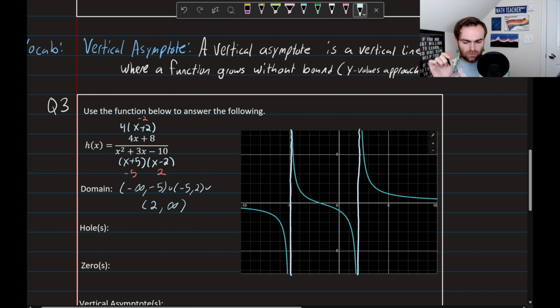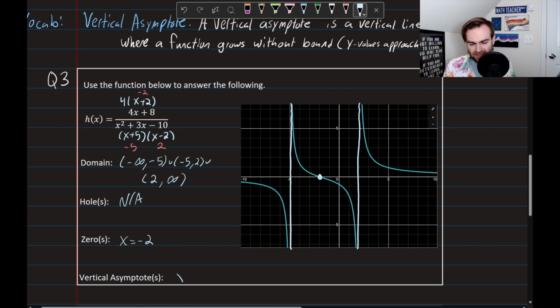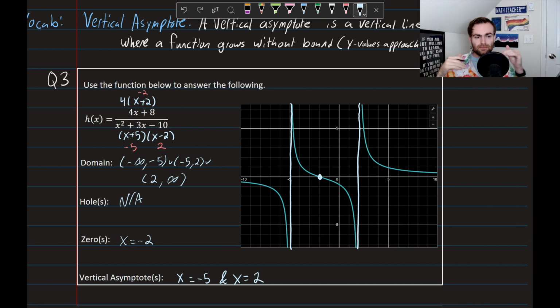Our hole, well, we don't have any holes here. We don't have any common zeros here. We got a -2, a -5, and +2. None of those overlap, so we don't have any. Zeros, we actually had a 0. We had a -2. We can see that graphically right here. And our vertical asymptotes are x equals -5 and x equals +2. So we can see that graphically through these weird distortions. And they could be going in the same direction depending on the behavior of the graph, right? But analytically, they are values that make the function's denominator 0, but not the numerator.